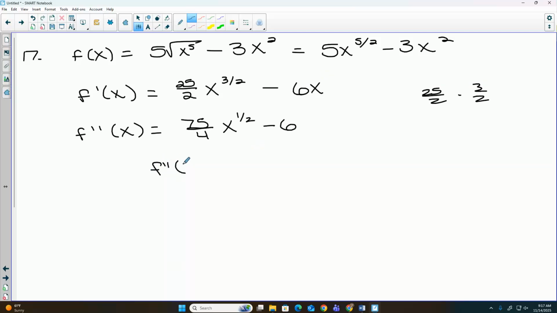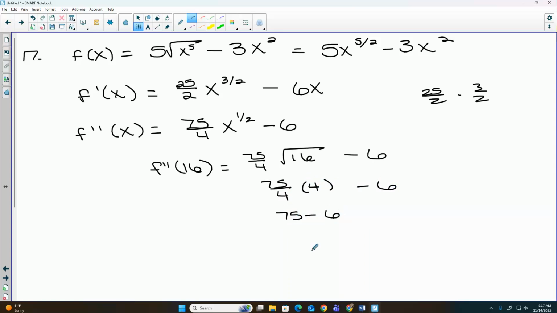Now we can plug in our 16. Okay, we don't have a calculator on the test, but we don't need one. A 1/2 power is the same thing as saying the square root. Square root of 16 is 4. So you get 75 minus 6 or 69.